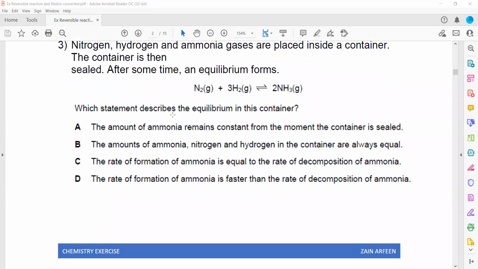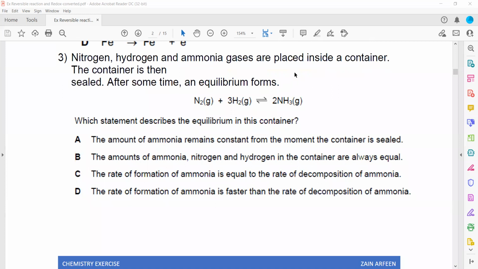Another question: nitrogen, hydrogen and ammonia are gases which are placed in a container. The container is then sealed. After some time equilibrium forms. So what is the meaning of equilibrium? Which statement explains equilibrium?